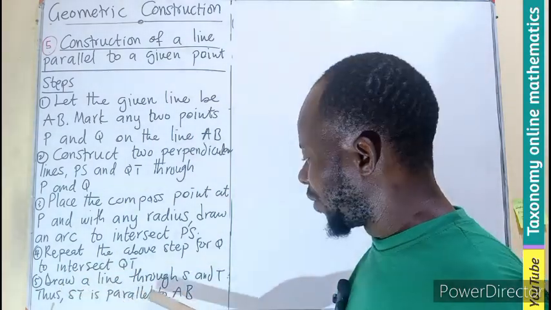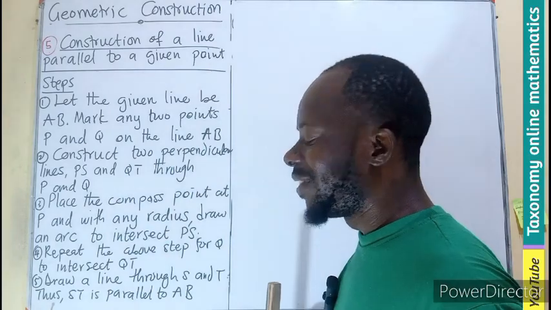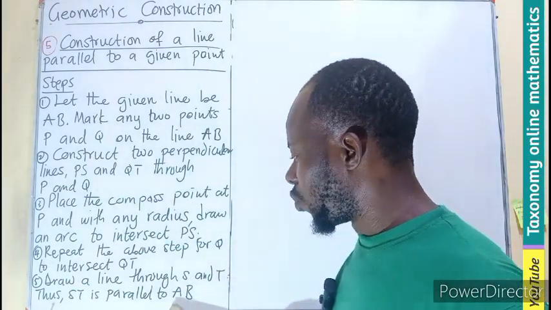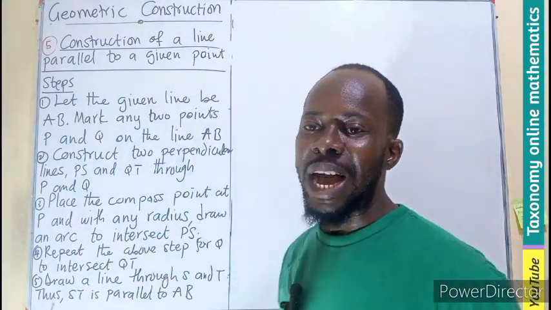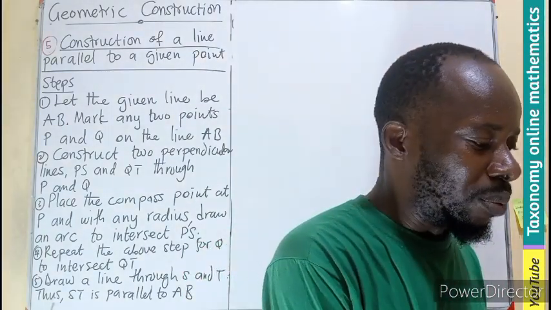So now we draw a line through the points S and T. That's going to be parallel to the line AB. So let's see how we can put that into practice.